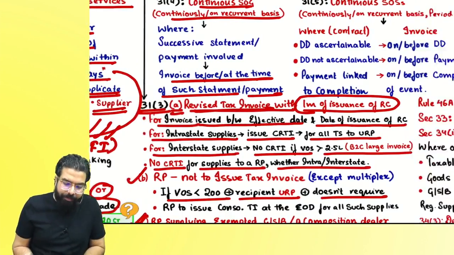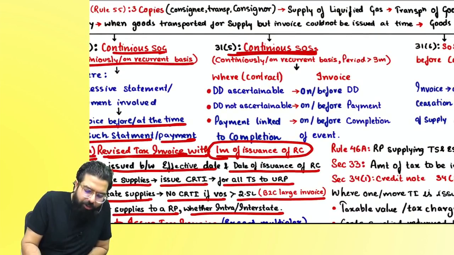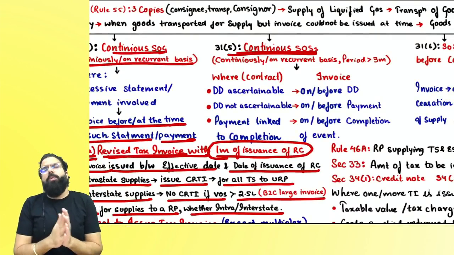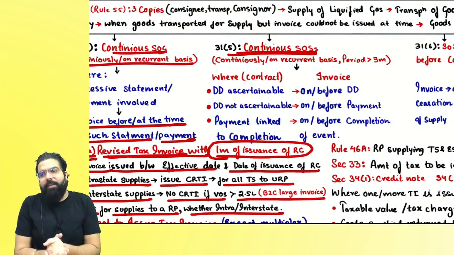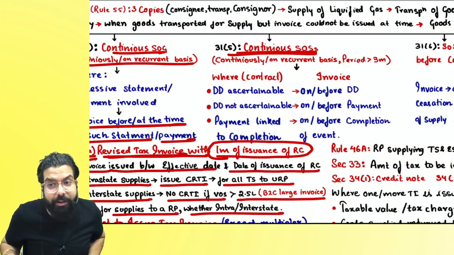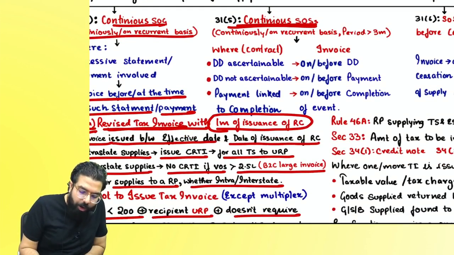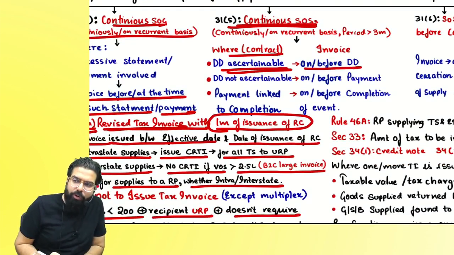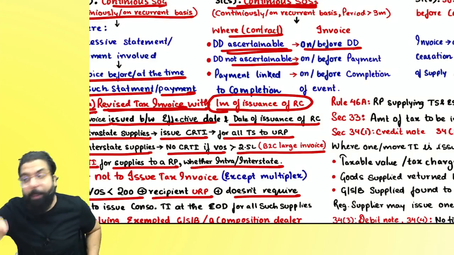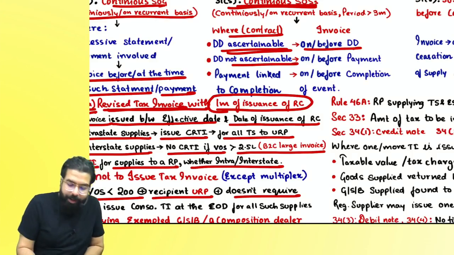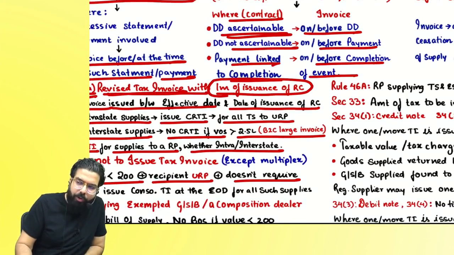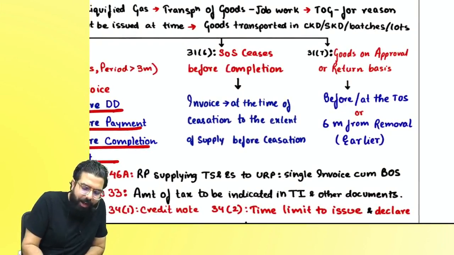Done, everyone? Then we have continuous supply of service. Always remember, continuous supply of service is a service provided on a continuous or recurrent basis and the period is greater than, remember, greater than 3 months. Where the contract due date is ascertainable, the invoice should be raised before the due date. If the due date of payment is not ascertainable from the contract, then raise it before you receive the payment. If payment is linked to completion, raise the invoice before completion of the event.